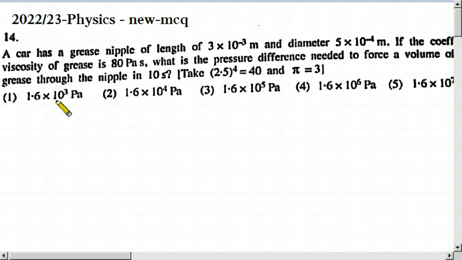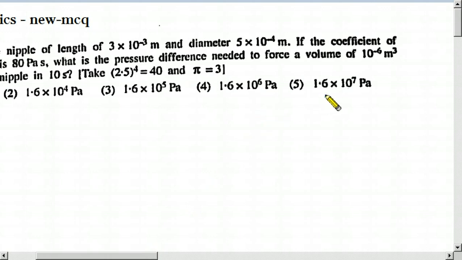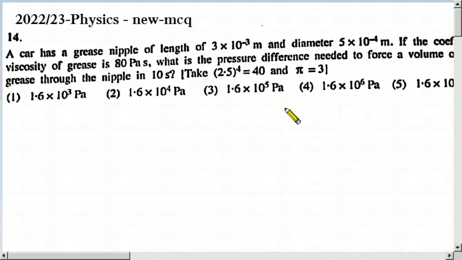1.6 times 10 power 3 pascal, 1.6 times 10 power 4 pascal, 1.6 times 10 power 5 pascal, 1.6 times 10 power 6 pascal, 1.6 times 10 power 7 pascal.